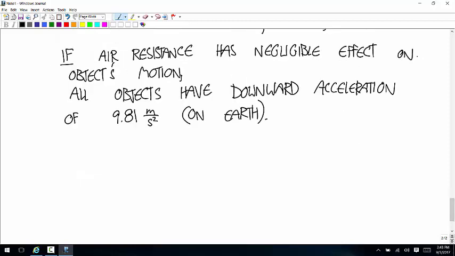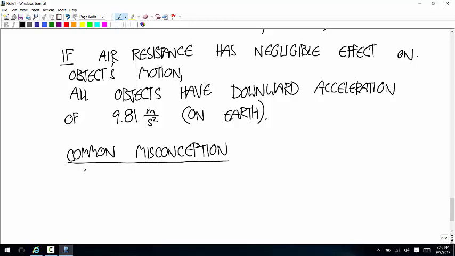And so this is an important misconception that a lot of people have. Common misconception: gravity makes heavy things fall faster than lighter things.